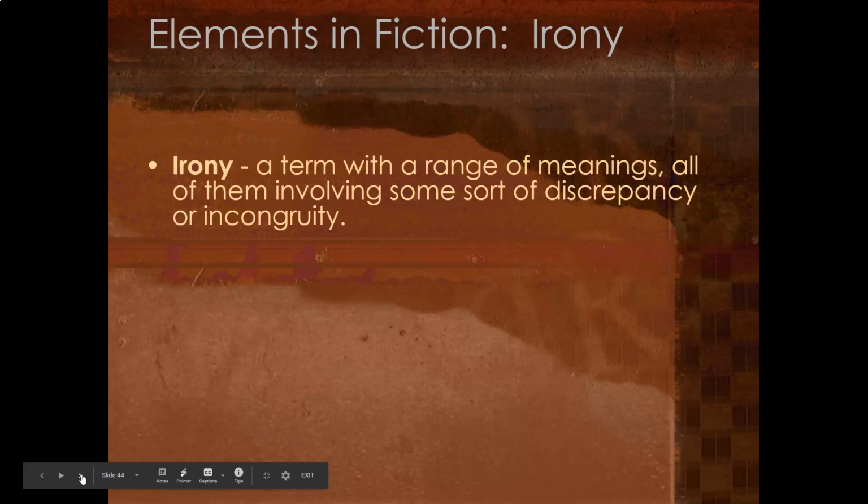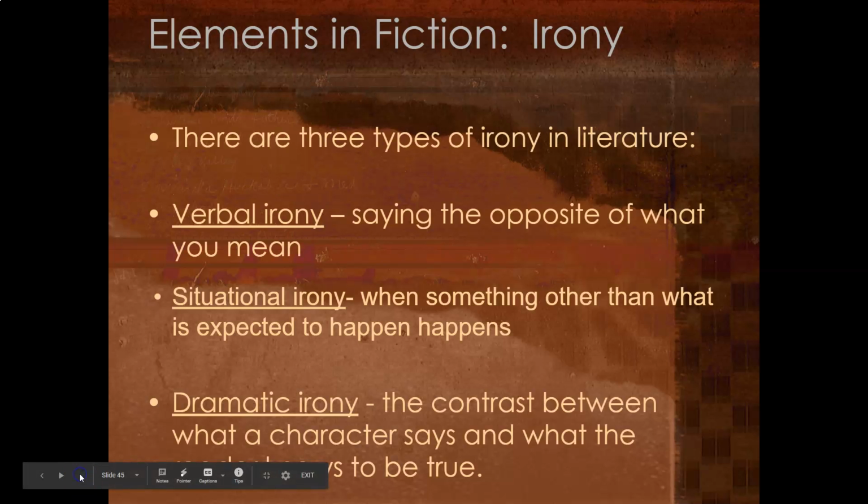And then irony is a term with a range of meanings, and all of them involve some sort of discrepancy or incongruity. There are three types of irony in literature: verbal irony, which is saying the opposite of what you mean; situational irony, which is when something other than what is expected to happen happens; and dramatic irony, which is the contrast between what a character says and what a character or the reader actually knows to be true.